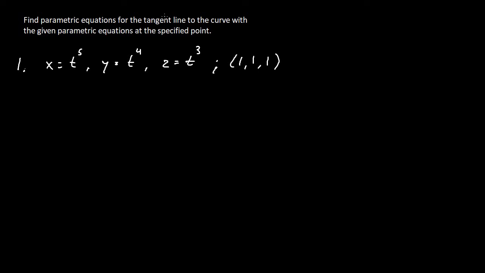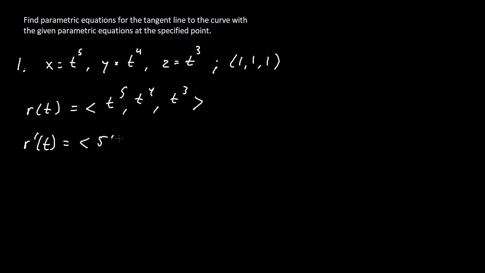So notice it asks for the tangent line, so we know we must take the derivative. Well, how can we write a vector equation for this? Well, r of t, the vector equation, in component form, we need to have the x component, which is t to the 5th, comma the y component, which is t to the 4th, comma the z component, which is t cubed. So now we can go ahead and find r prime to find that tangent line. So r prime of t is going to equal, in component form, 5t to the 4th, comma 4t cubed, comma 3t squared.